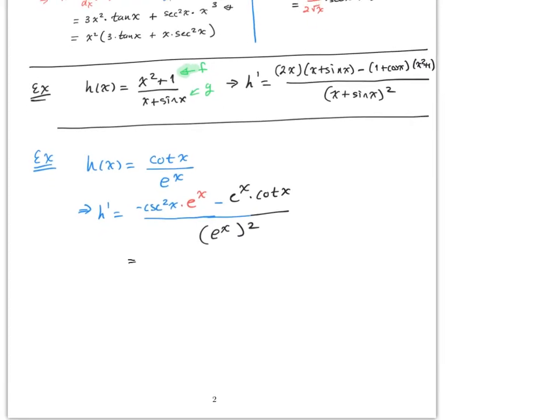In this case, you can factor on the top e to the x, and actually even minus e to the x, and this will be cosecant squared x plus cotangent x, and on the bottom you have e to the x times e to the x. So you can cancel this, and the answer will be minus cosecant squared x plus cotangent x divided by e to the x, and that's it.